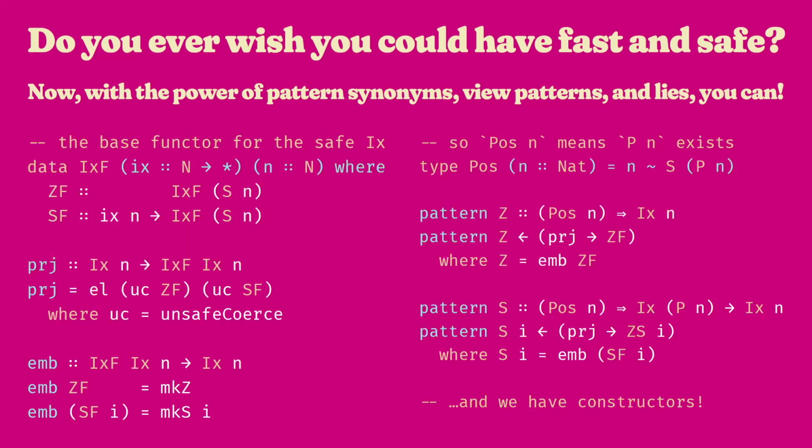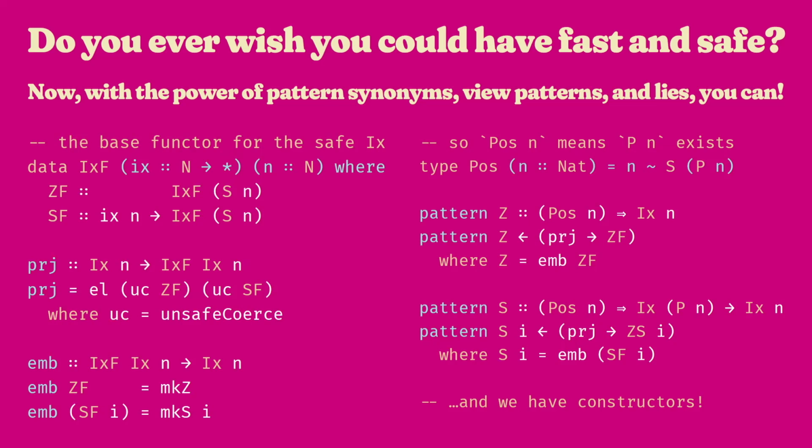And then you do a second stage of lying, where you now define the base functor type for the safe index. So the base functor type is basically the type that would let you take off one constructor at a time and leave the rest untouched. And you define projections and embeddings from and to the base functor type. So if it's 0, you return the actual ZF base functor for 0. And if it's a successor, you return SF, the base functor for successor.